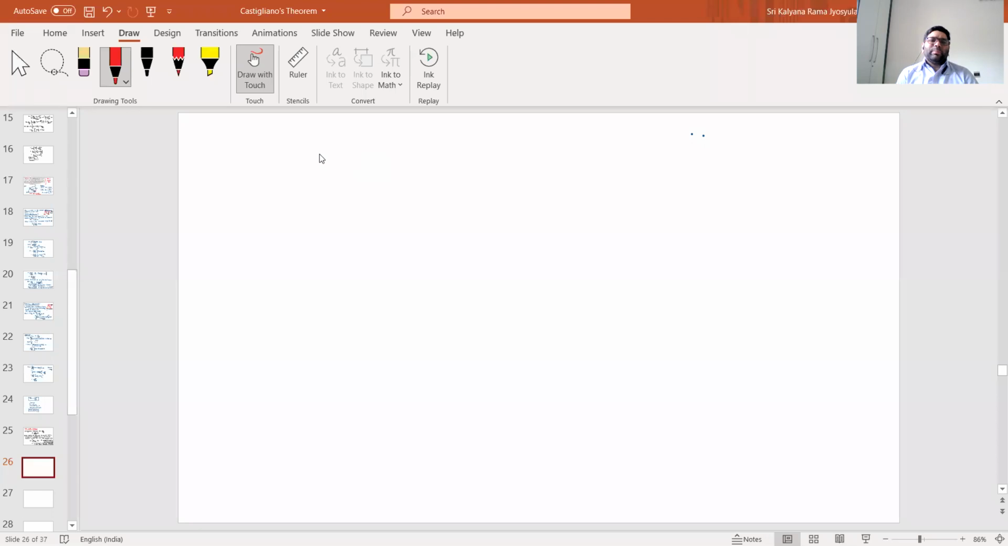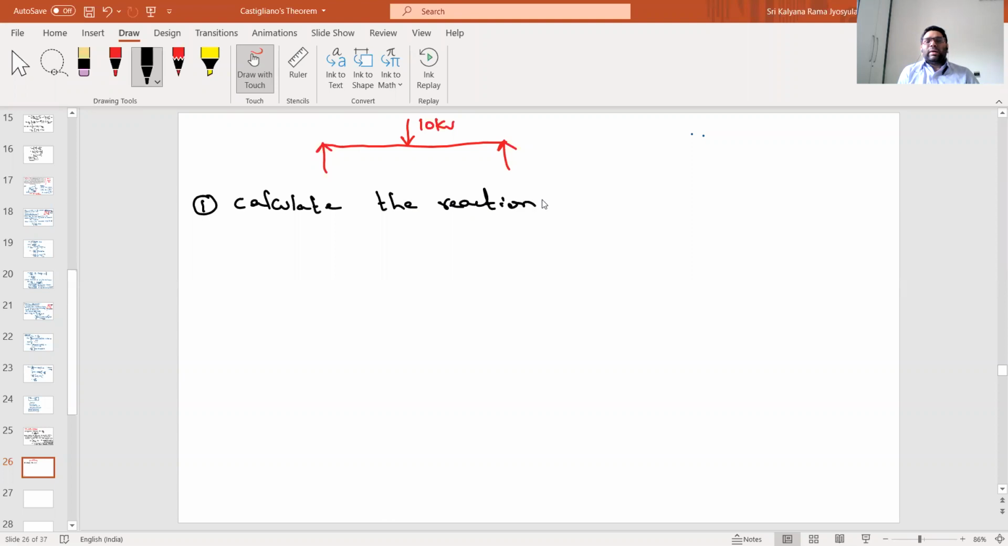I'll take a small, very simple example. I'm taking a simply supported beam just for the sake of explanation, subjected to a load of 10 kilonewton here. Now, how do we use the unit load method concept? Step one: calculate the reactions of the beam. Correct, right?